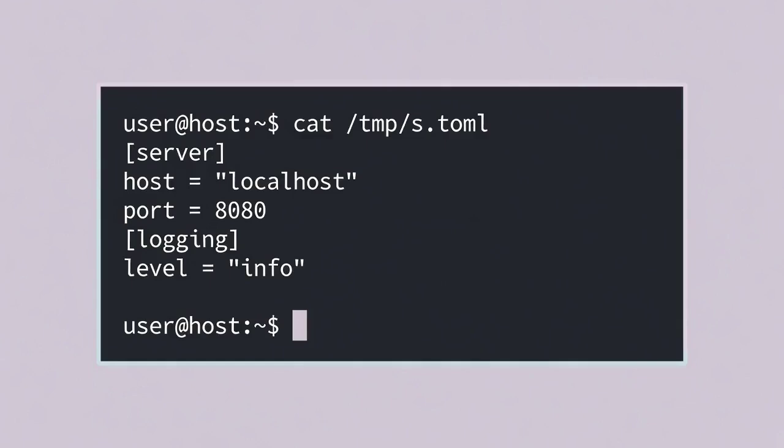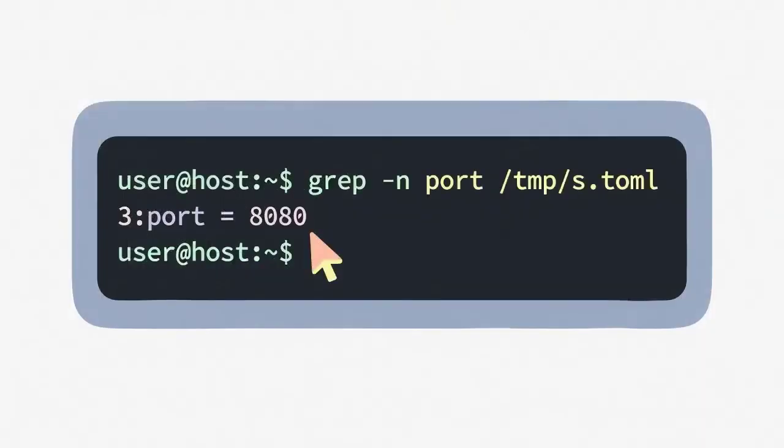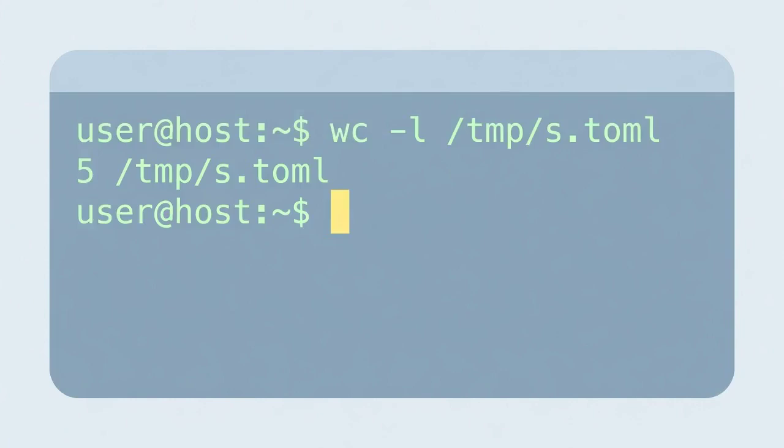grep -n port searches for the word port, and prints every matching line along with its line number. We get a single hit, line 3, showing port equals 8080. The -n flag is invaluable when you're scanning a longer config file, and need to know where a setting lives before you edit it. wc -l counts lines of text.